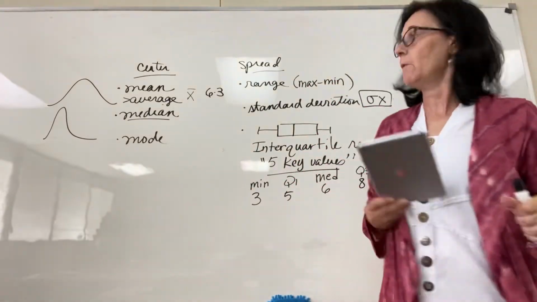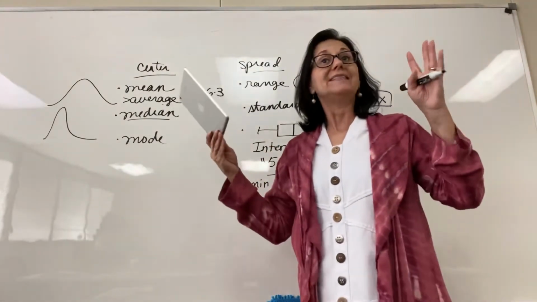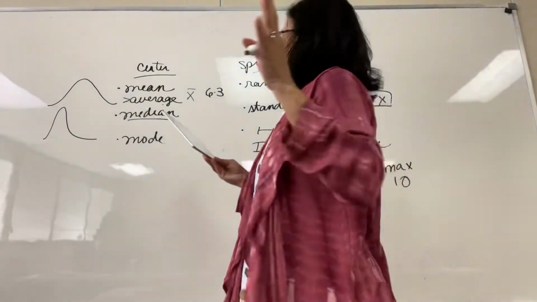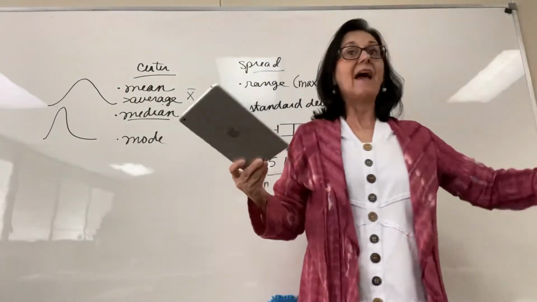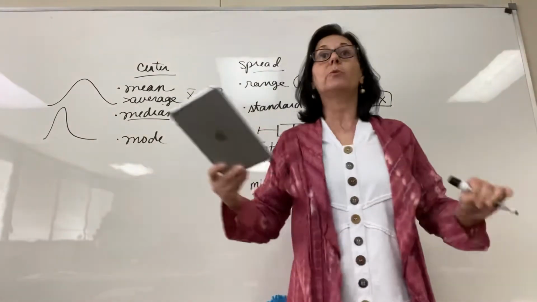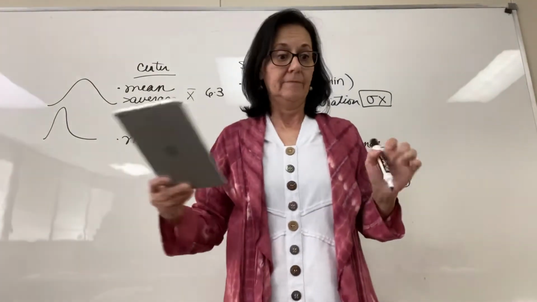When do we want to use the mean? When our data is pretty symmetrical. When do we want to use the median? When we have these outliers. We're skewed left, we're skewed right. So like an example 2.